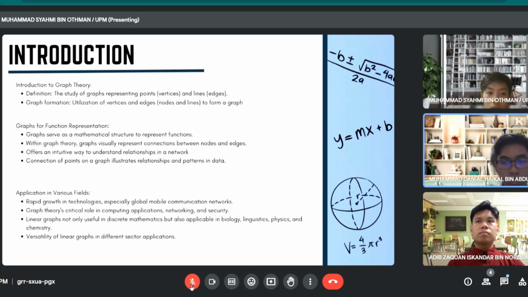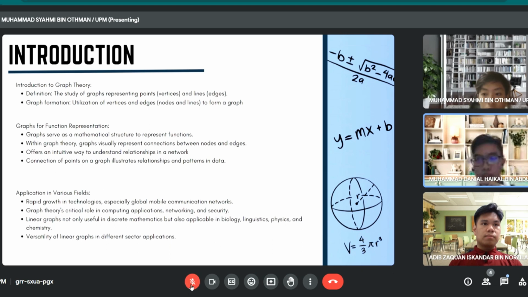So the use of graphs can be seen as they are used to illustrate functions. This can be done as graphs are a type of mathematical structure that is utilized to illustrate a certain function by connecting a series of points. Because of this, graphs make it possible for us to determine a pairwise line between the objects that are part of our set of elements. Through the utilization of visual representations, we are able to understand the relationships in a network.